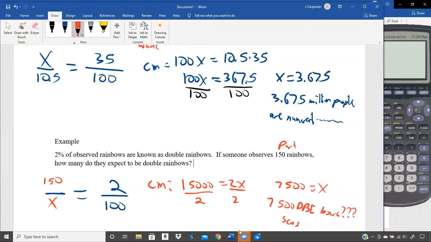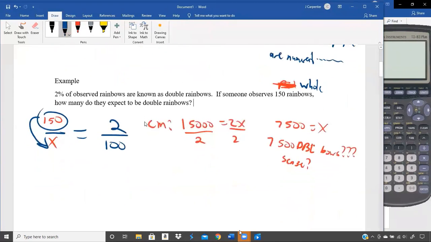Does that make sense? No. If they saw 150 rainbows, why would they expect 7,500 of them to be double rainbows? At most, 150 of them would be double rainbows, and that's if you were just the most lucky person in the whole wide world. But you're expecting only 2% of them to be that, which would be a much smaller number than the 150. And that's because we misidentified the 150 as a part when it was actually a whole. That was supposed to be the whole, which means the 150 was supposed to go there.